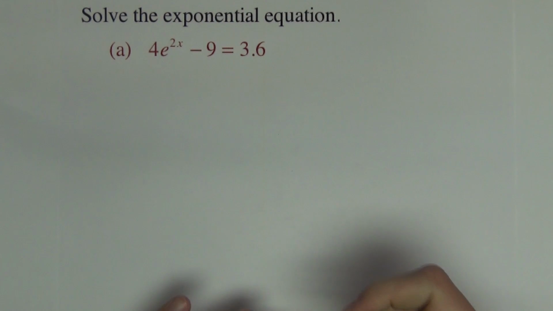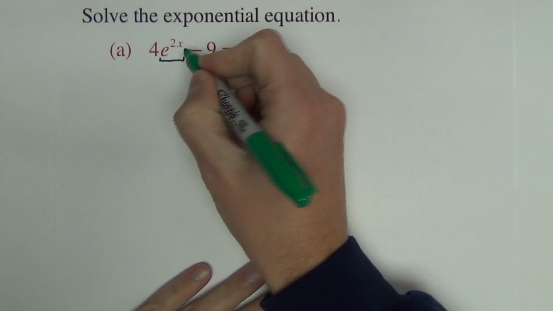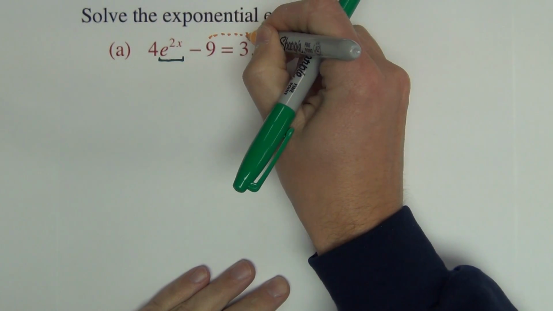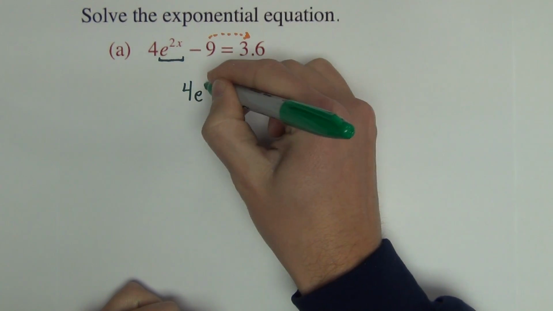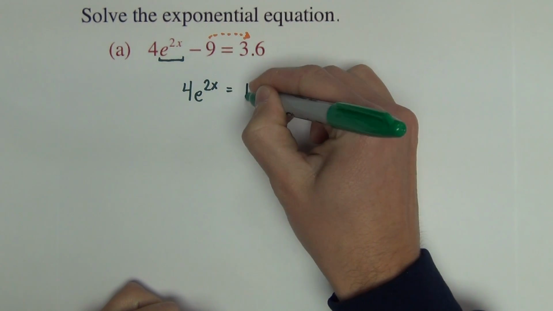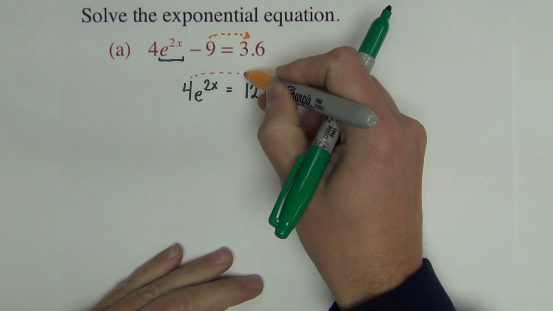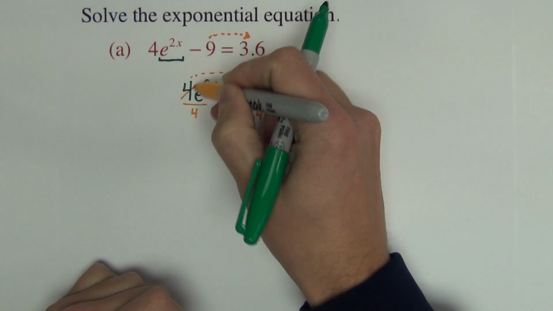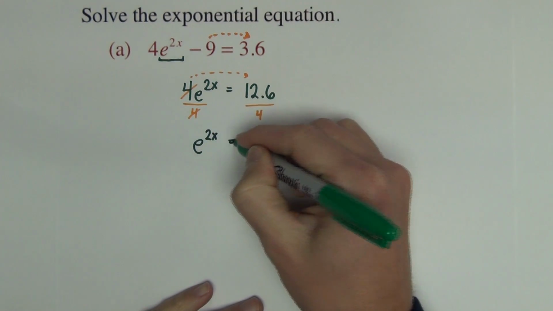Alright, in an exponential equation, the first thing that we'd like to do is get the e all by itself. So I'm going to begin this problem by moving the minus 9 from the left side to the right side. So that would make 4e raised to the 2x equals 12.6. And now we've got to move the 4 over, so we're going to divide by 4. That gives us e raised to the 2x equals 3.15.